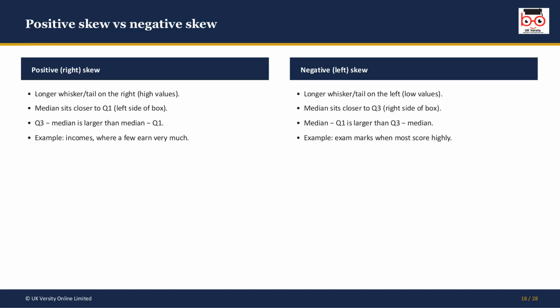Let's put the 2 kinds of skew side by side. With positive, right skew, the longer tail is on the right among the high values, the median sits closer to Q1, and the gap from the median up to Q3 is the bigger one. Incomes are the classic example, where a few people earn a great deal. Negative, left skew is the mirror image. The longer tail is on the left, the median sits closer to Q3, and the gap from Q1 up to the median is larger. Exam marks where most students score highly often look like that.